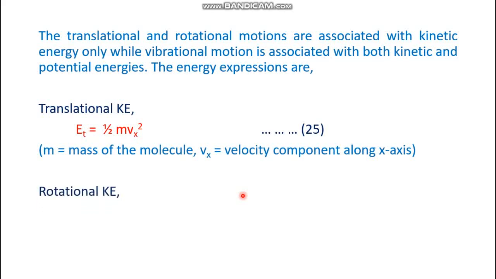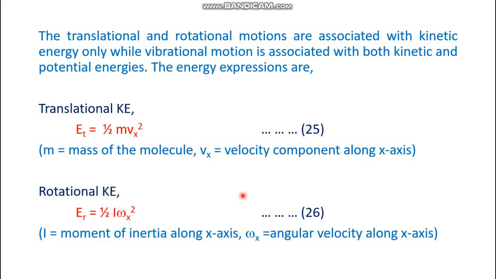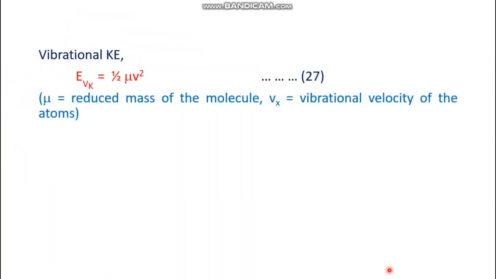Now for rotational kinetic energy, it is expressed as half I omega_x squared. So I is the moment of inertia along the x-axis and omega_x is the angular velocity along the x-axis. Then in that case the energy of rotation is half I omega squared, and for the x-axis it is omega_x squared. And this is equation number 26. Now for vibration there are two types of energies. One is vibrational kinetic energy. So the vibrational kinetic energy, E_VK, is half mu v squared. Mu is the reduced mass.